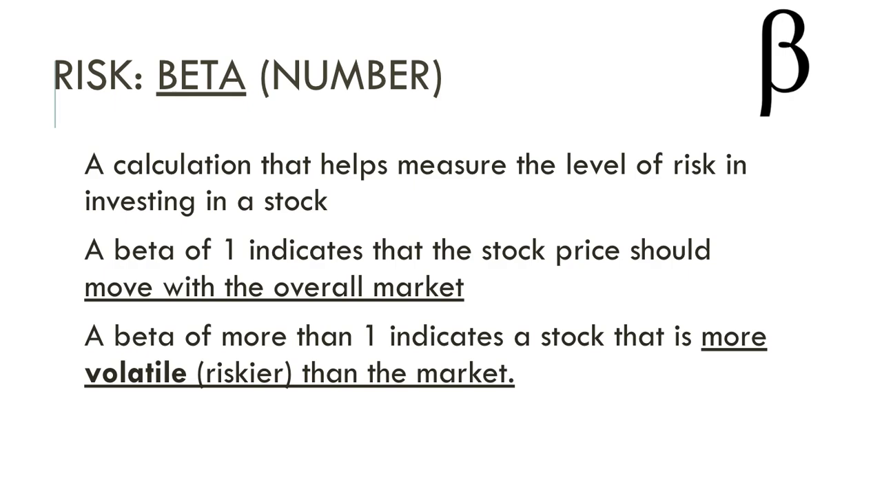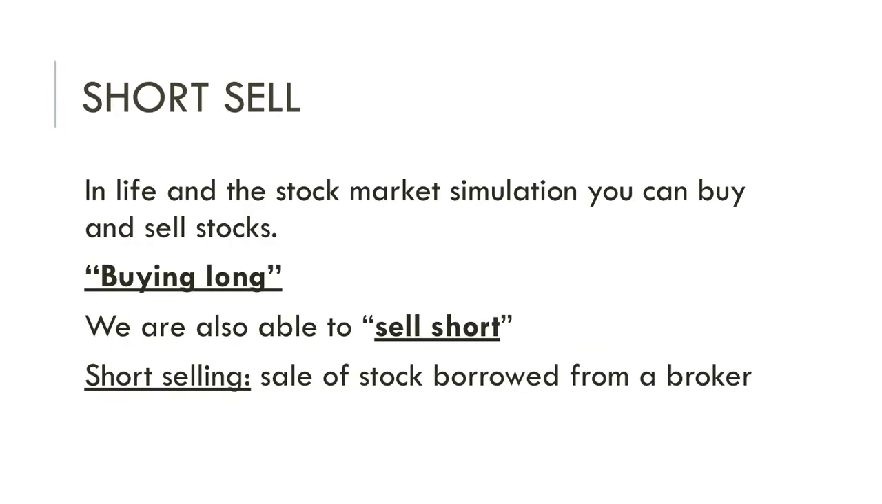Okay. If the beta is more than one, the higher it goes, the more volatile it is. That means it is going to have higher gains when the market is doing well and higher losses when the market is doing poorly than the rest of the market on average. So the beta number can be used pretty efficiently as a way to help you understand how risky a stock is.